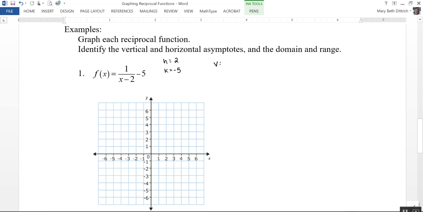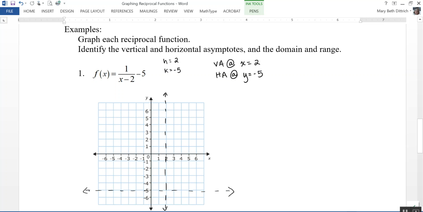So I'm going to have a vertical asymptote at x equals 2 and a horizontal asymptote, because remember the vertical asymptote is at x equals h, and a horizontal asymptote at y equals k, or y equals negative 5. And I'm going to go ahead and draw those on my graph. I'm going to draw them as dashed lines. You could do them in a different color if you'd like. So there's my vertical asymptote at x equals 2, my horizontal asymptote at y equals negative 5.